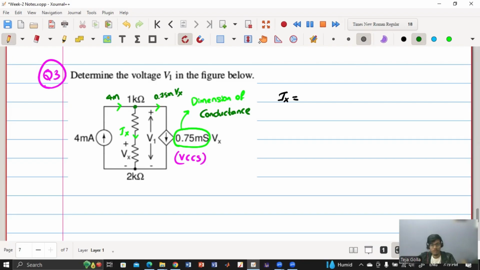4 minus 0.75 into Vx because it is dependent on Vx. Yes, you are right. 4 minus 0.75 into Vx. So it is 4 minus 0.75 Vx into milliampere, right? So I'll write milliampere. So now I know Ix. Can someone tell me what will be the value of Vx?